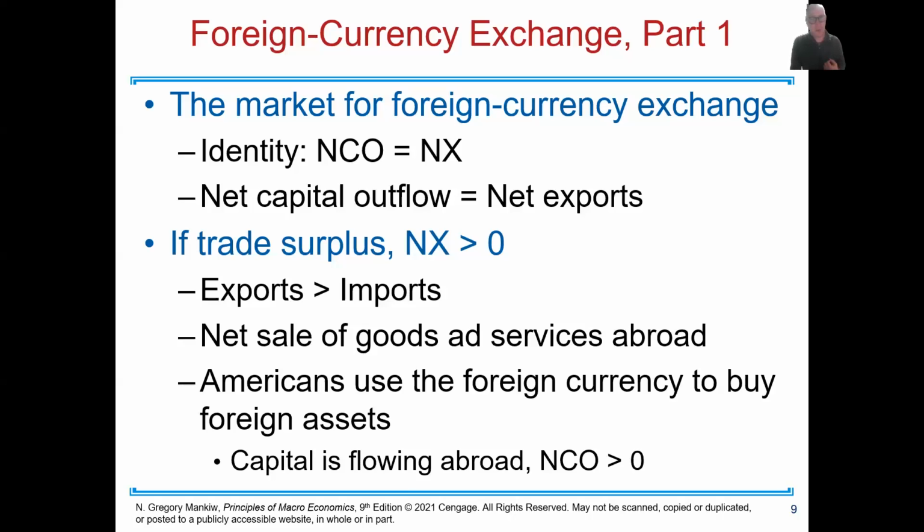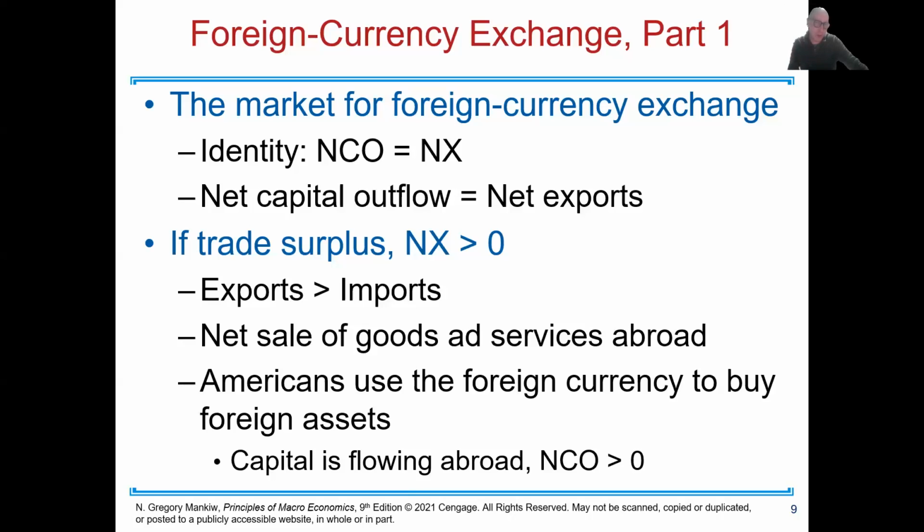There's a market for this, okay, where there's a constant buying and selling of currency. And the reason why that market exists is because of the gains based off of the rates. This type of market, the foreign currency exchange market, it looks like this. Net capital outflow equals net exports.